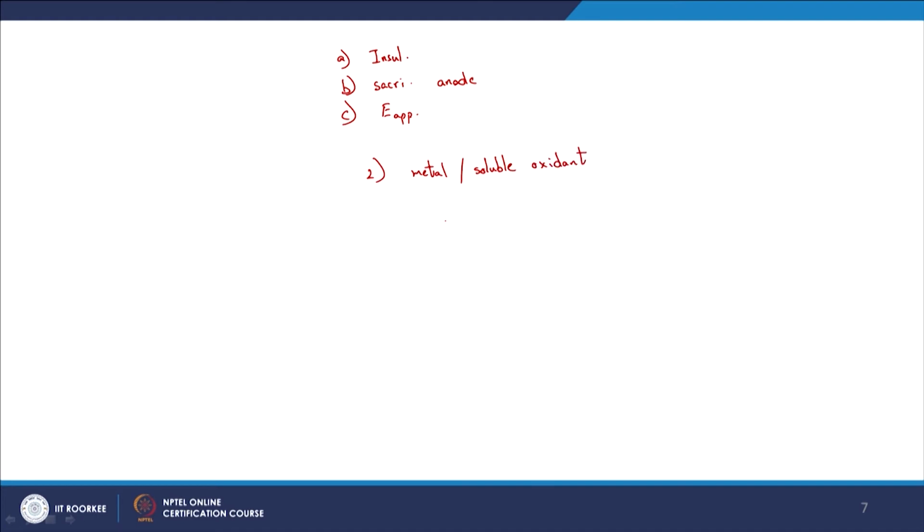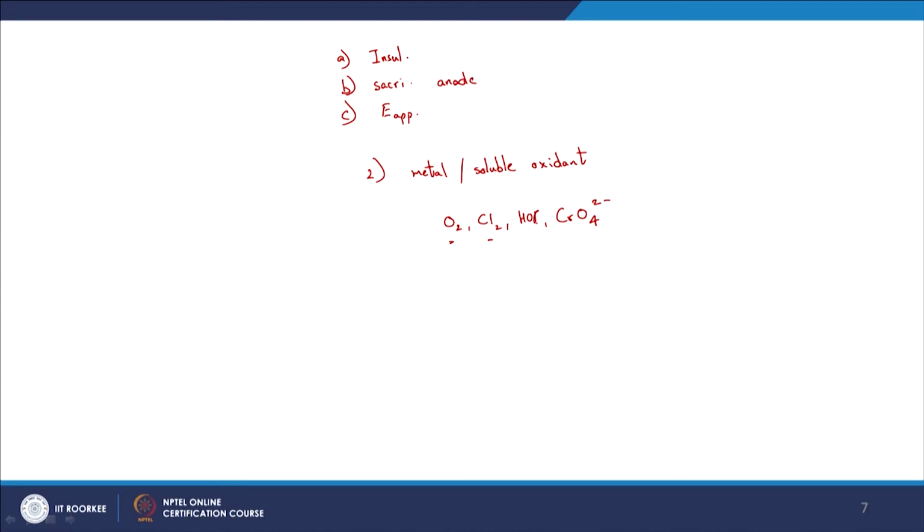So when we have the metal in contact with soluble oxidants such as, let us say, O2, chlorine, HOCl, and CrO4 minus, then again we can have corrosion. Obviously we can look at the relevant P values, calculating them and so on. But from your background you know that O2 is an oxidizing agent, an electron acceptor, and Cl2 and HOCl here, pardon me, are again oxidizing agents.